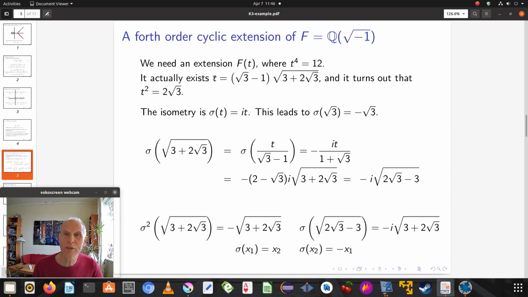Sigma squared on t gives minus t. Sigma squared on this gives the same. And sigma squared of this is sigma squared of this. So it just changes sign. So it just follows from this guy. And then we can apply sigma once again here to end up having sigma here and results in this. And finally, we are able to find the value of x1 and x2.